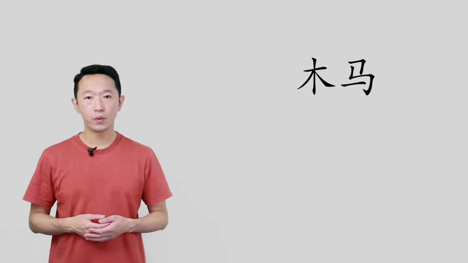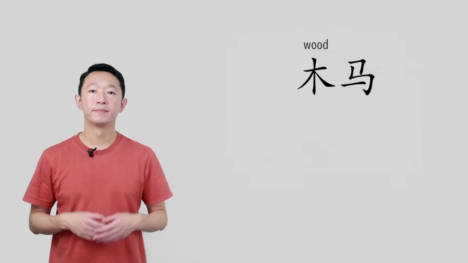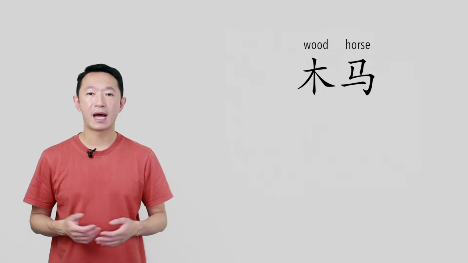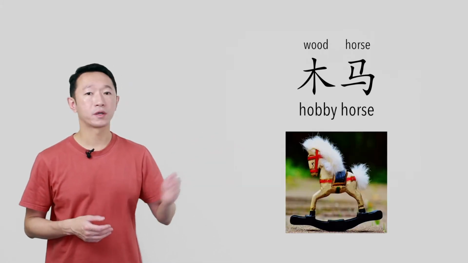Let's learn a word. 木马. One meaning of 木 is wood. 马 means horse. The real meaning of 木马 is hobby horse.